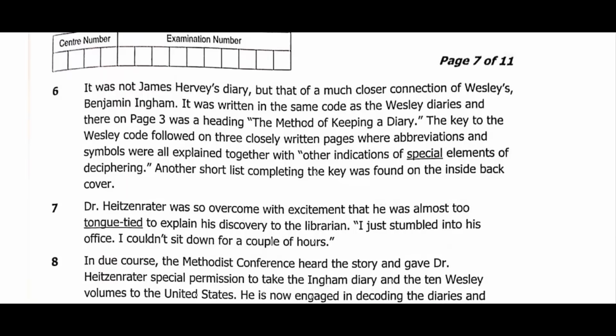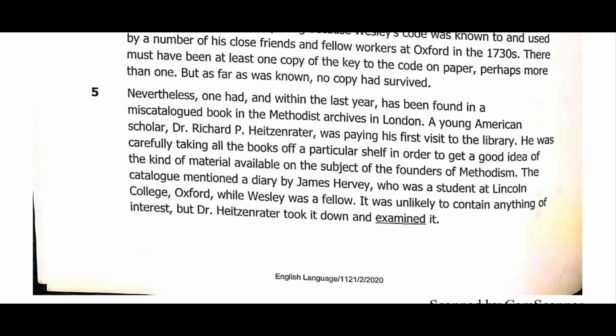What can we get from that paragraph? Paragraph 5: Nevertheless, one had, and within the last year has been found in a miscatalogued book in the Methodist archives in London. A young American scholar, Dr. Richard P. Hesnereta, was paying his first visit to the library. He was carefully taking all the books off a particular shelf in order to get a good idea of the kind of material available on the subject of the founder. So the founder is like the initiator of Methodism. So that was his main focus.